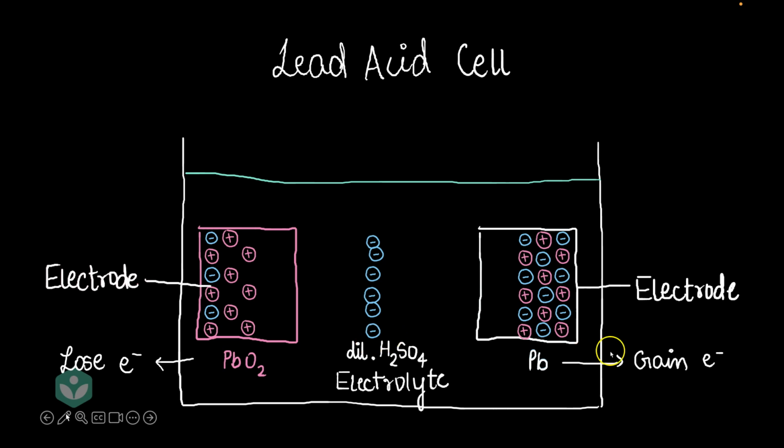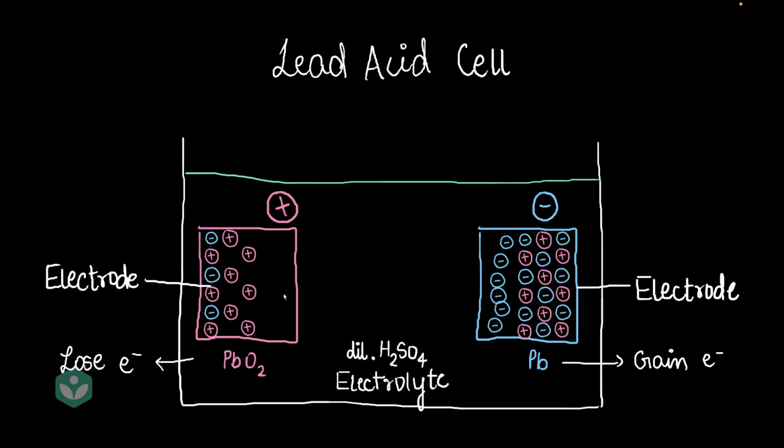Amazing. Now, don't you think that the lead block will try to gain electrons and try to pull these electrons into itself? Great. Now, what happens because of this is that this lead electrode has become negatively charged, and this lead dioxide electrode has become positively charged. And so we give them these names as well. We call this the positive electrode and we call this the negative electrode.